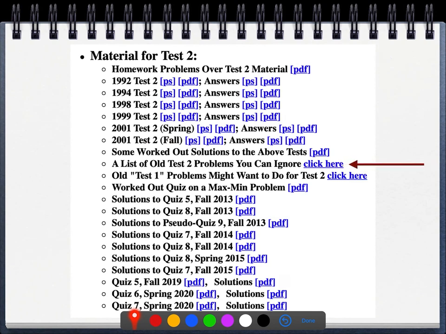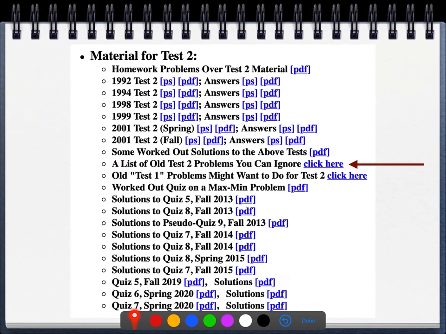So first we have this list of old test 2 problems that you can ignore, meaning that if you look at all these old tests, some of the questions are going to come up on test 3, so you should ignore them for now as far as studying for test 2. And some of them are material that we haven't covered, which you should also ignore. So just look at the list that's given there.